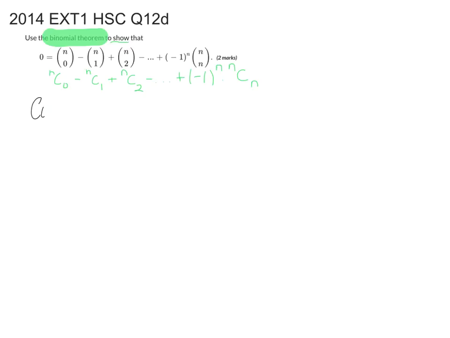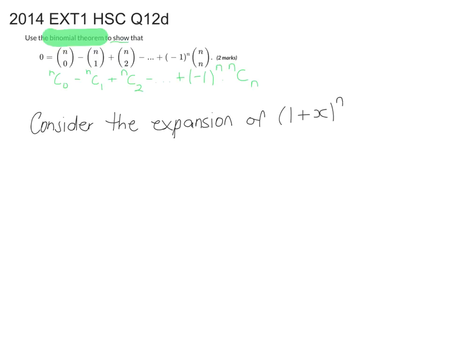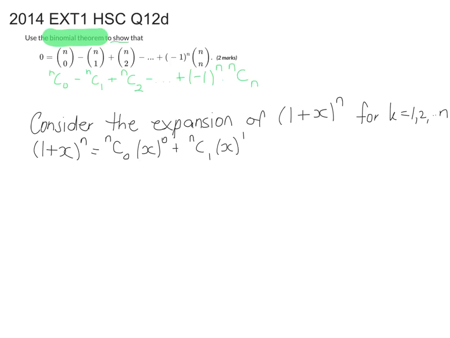So let's consider the expansion of 1 plus x to the power of n. We know from our classwork that this general expansion will give us the combination for all values of k up to n multiplied by x to the value of k. And we'll continue on for every value of k until we reach the final value of n.